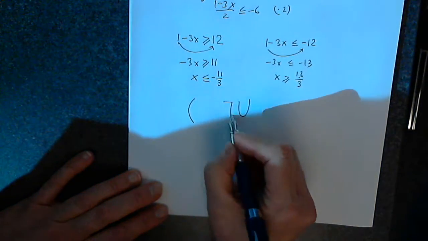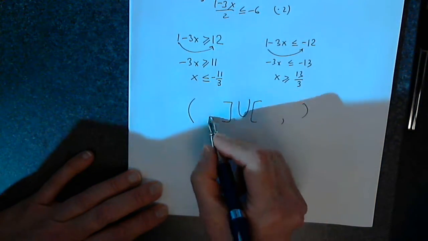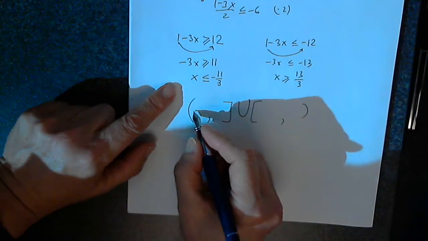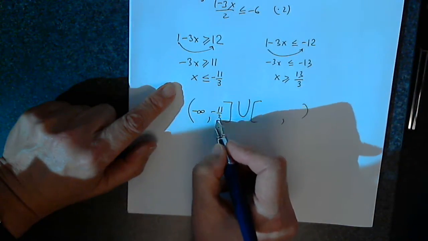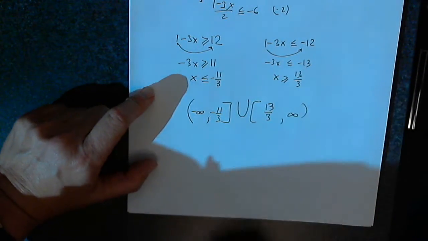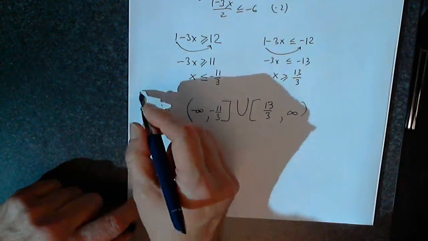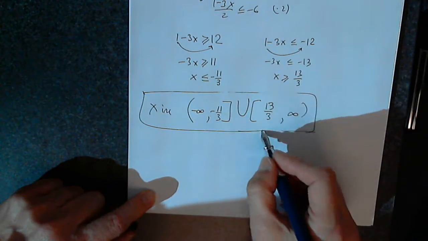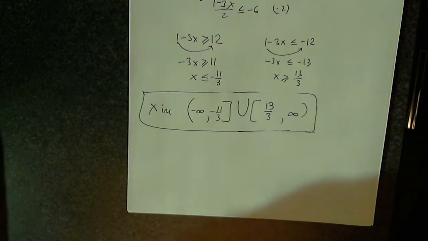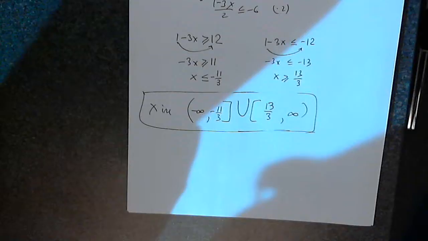So it will be something like this. And I start with the left: negative infinity, negative 11 thirds. And to the right, 13 thirds, infinity. And this is x in. Okay? Is this okay? Okay, perfect.